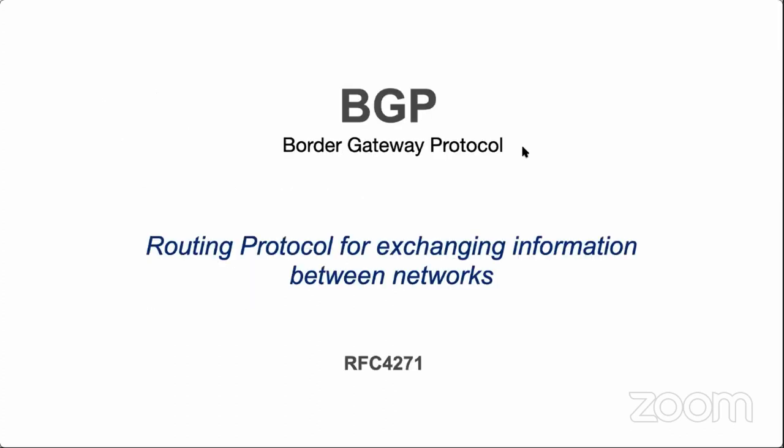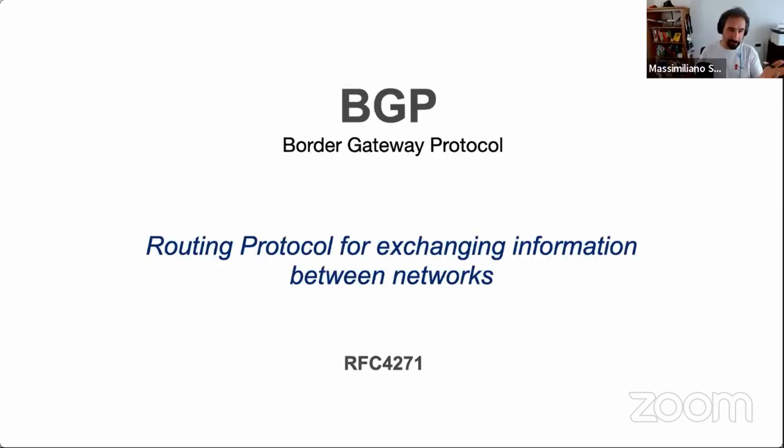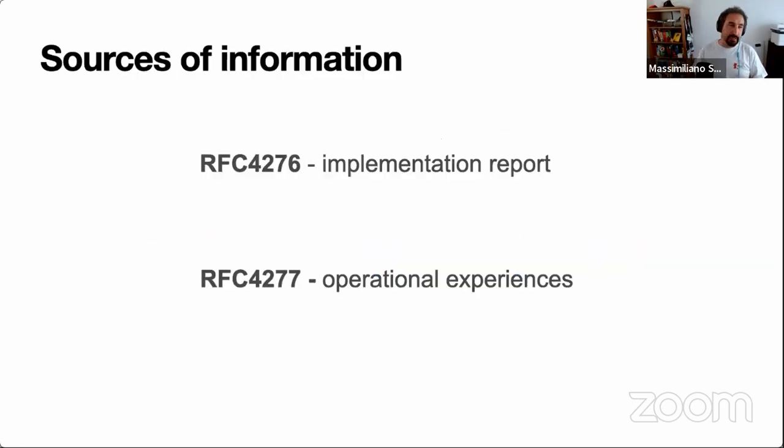So, BGP is the border gateway protocol. It's the routing protocol for exchanging information between networks. You can also use it internally to a network, but it's used for distributing from one edge of the network to the other, and then internally everything is taken care of by the IGP.